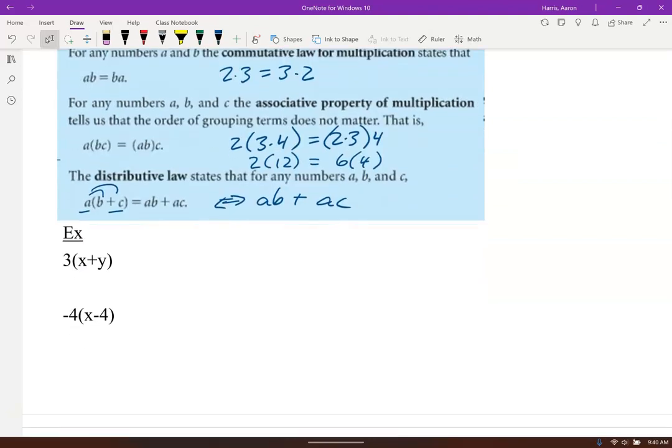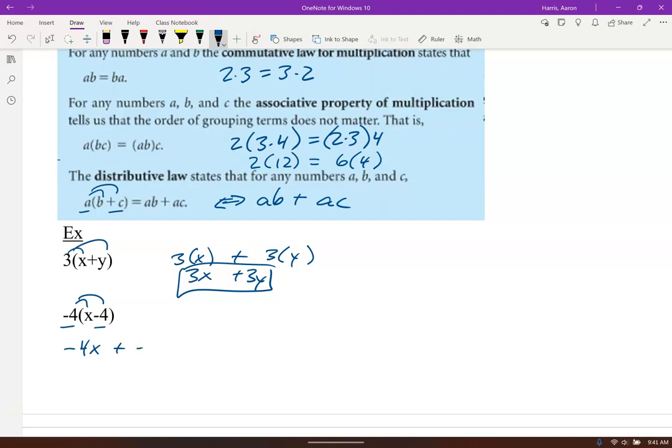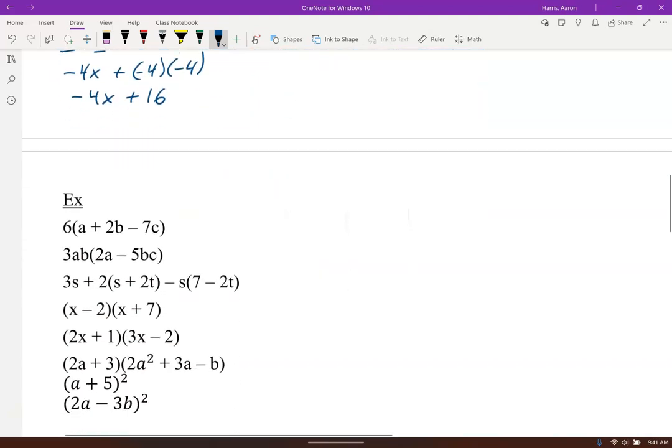Let's use the distributive property first here. 3 times x plus 3 times y. So we got 3x plus 3y. We have a binomial, 2 terms there. Let's go ahead and distribute this one. Negative 4 times x plus, and then we have negative 4 times negative 4. So we have negative 4x plus negative 4 times negative 4, 16. So negative 4x plus 16.